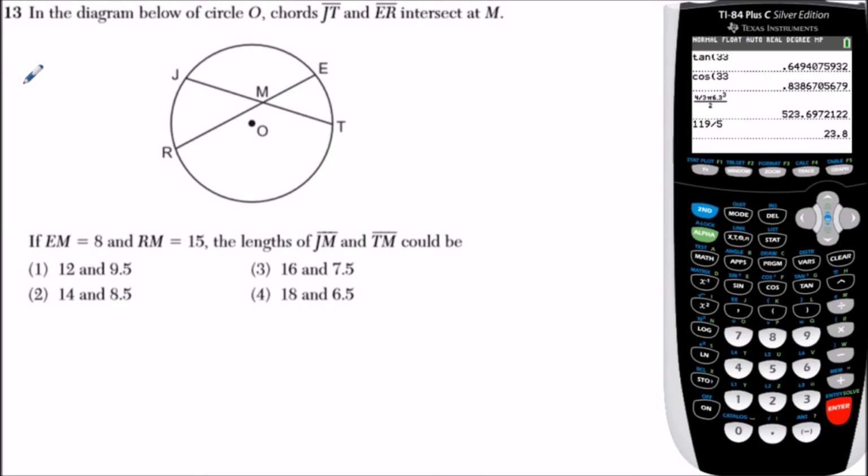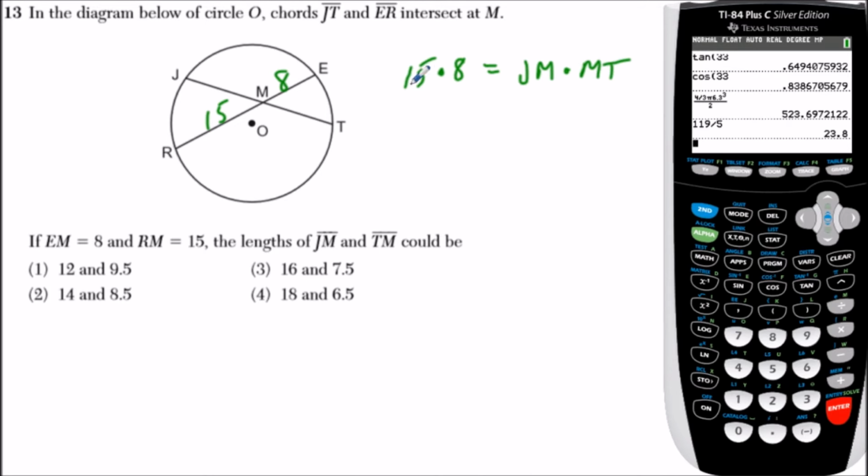Okay, so for this question here, we have intersecting chords, and we're told that EM is 8 units long and RM is 15 units long. And we want to know what are potential values for JM and MT, or TM. So the idea is that when we have intersecting chords, the product of the segments are equal, which means that 15 times 8 is equal to JM times MT.